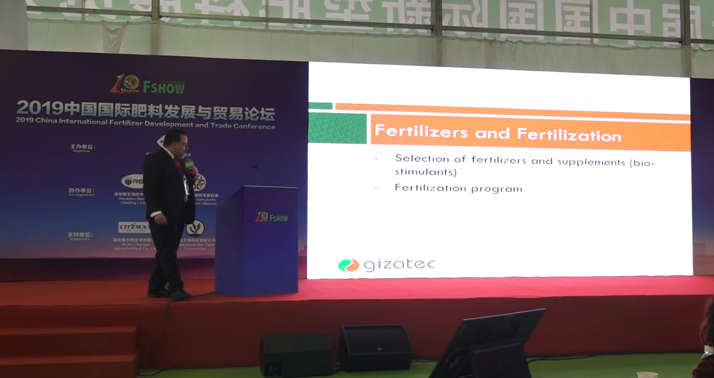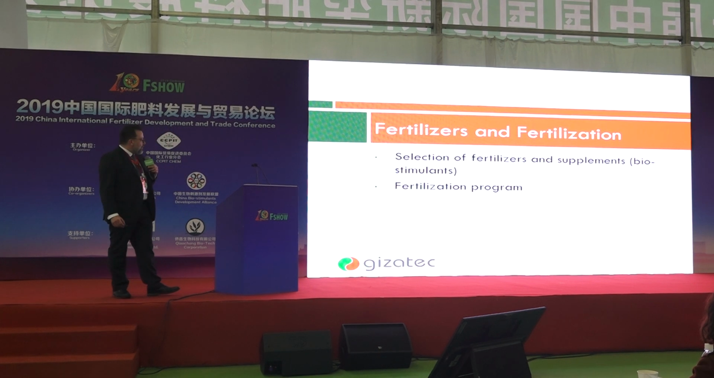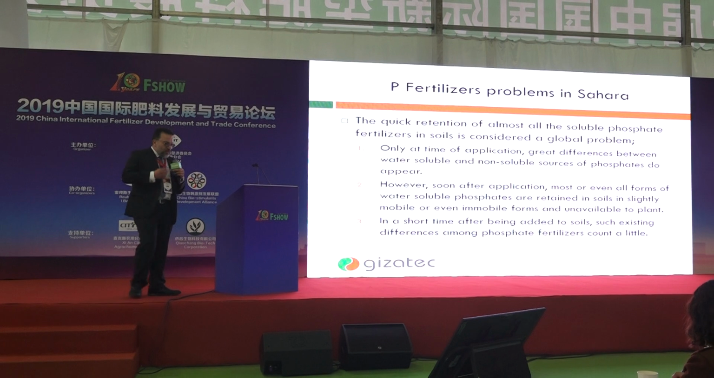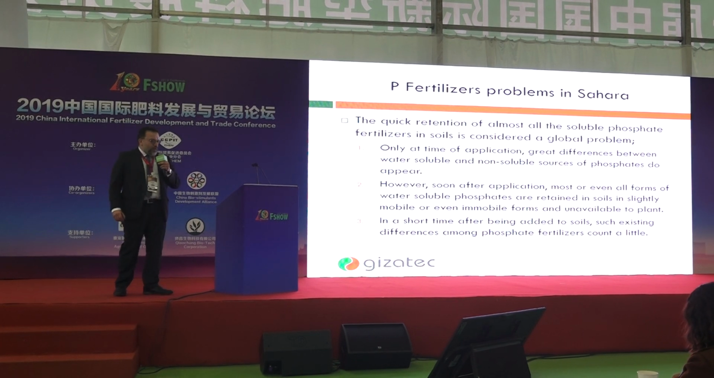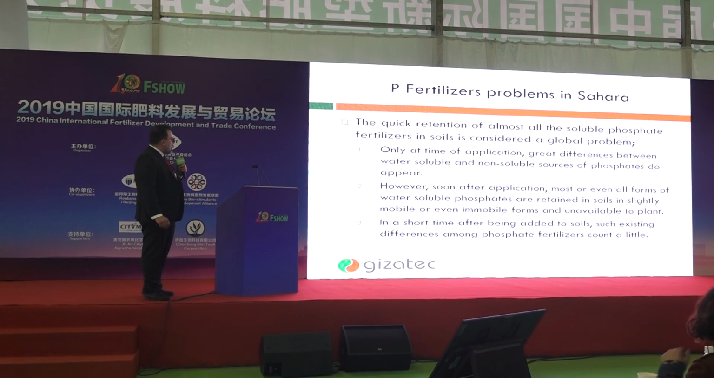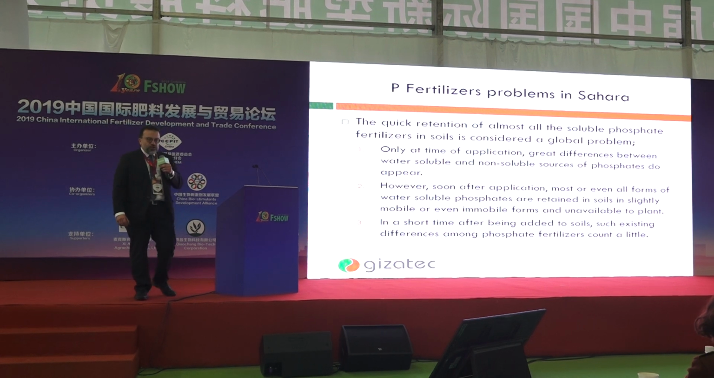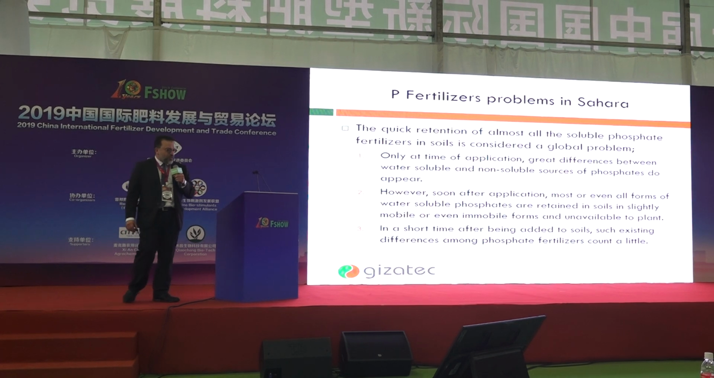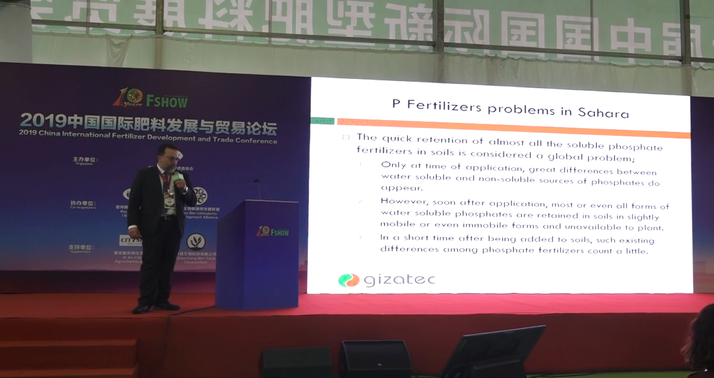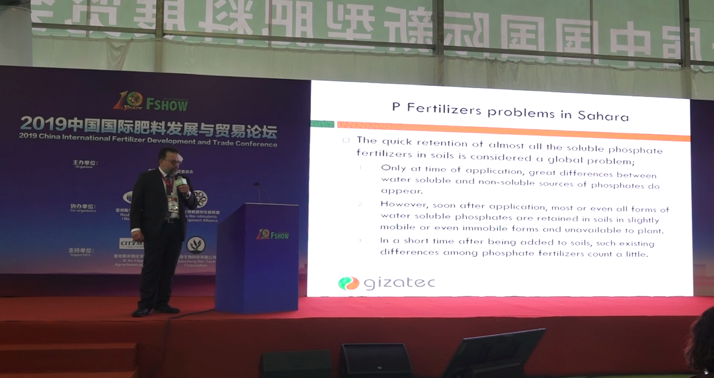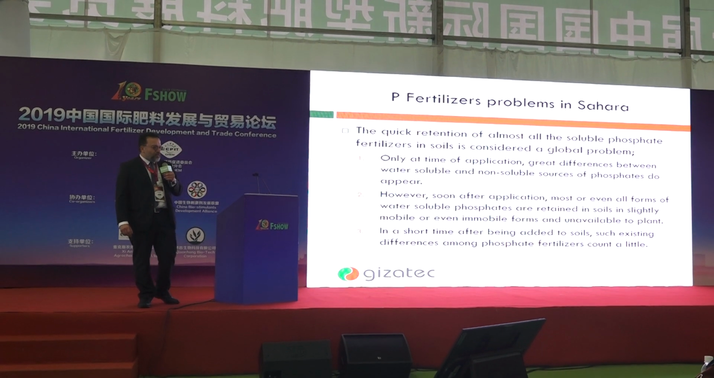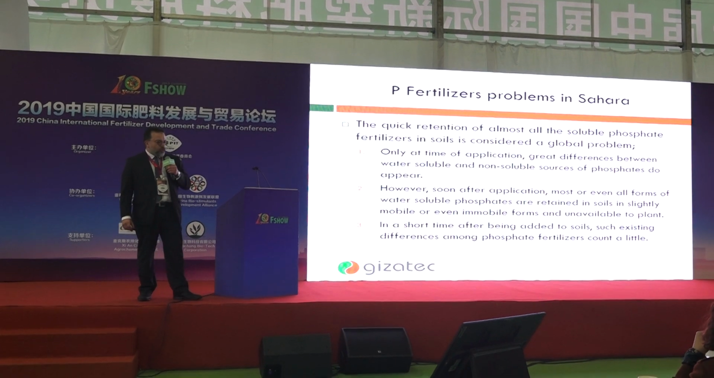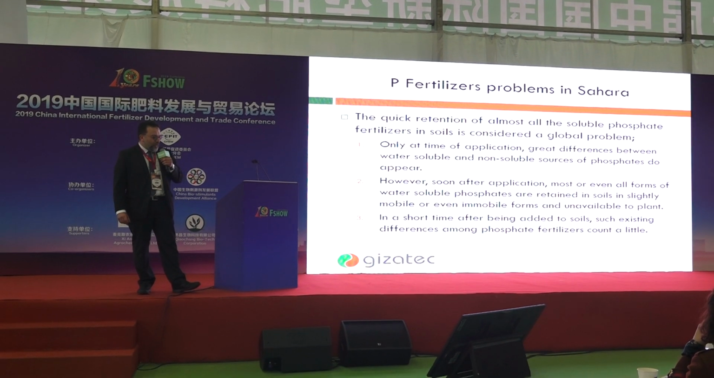Fertilizers and fertilization. Selection of fertilizers and supplements, biostimulants, and fertilization program. Phosphorus or phosphate fertilizer problems in Sahara. The quick retention of almost all soluble phosphate fertilizers in soils is considered a global problem. Only at the time of application do great differences between water-soluble and non-soluble sources of phosphate appear.